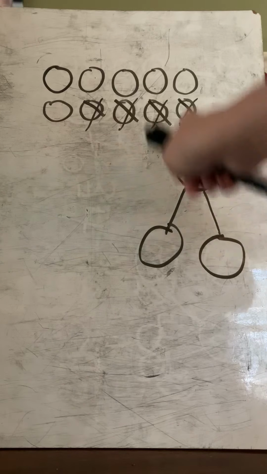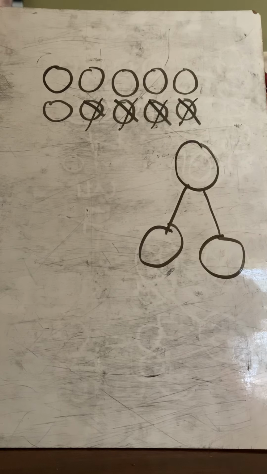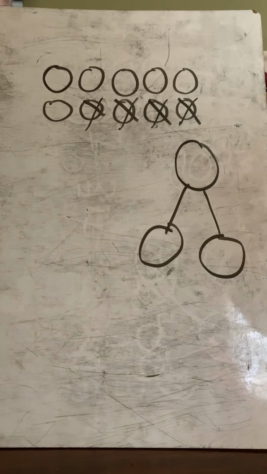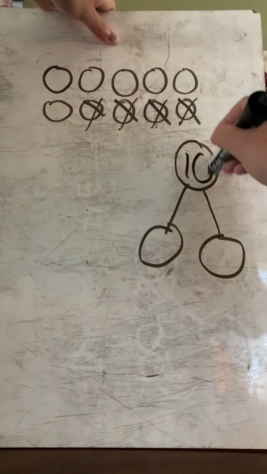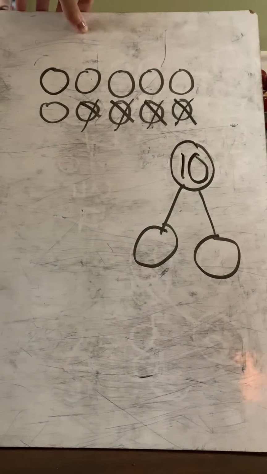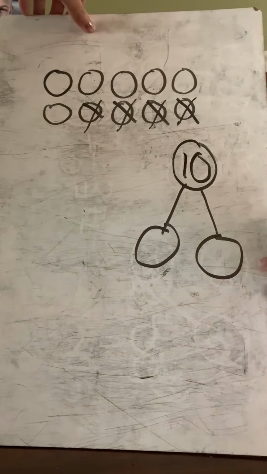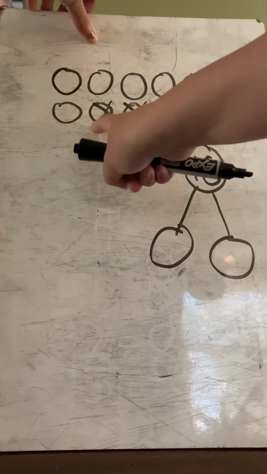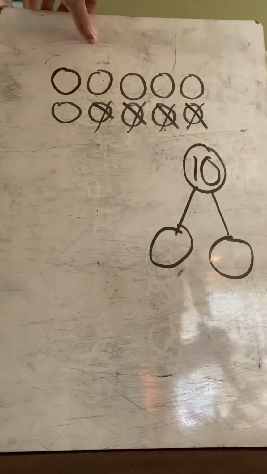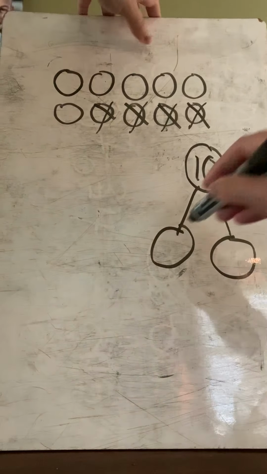Take a look. Do you know what our whole is? How many cars are there all together? 10. Good job. Now let's fill in our parts. Let's start with the part that we took away. How many cars drove away? 4. Great. Make a number 4.